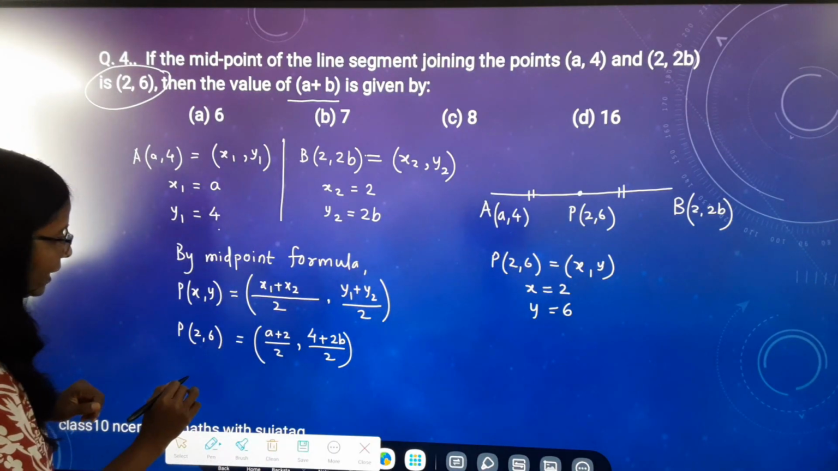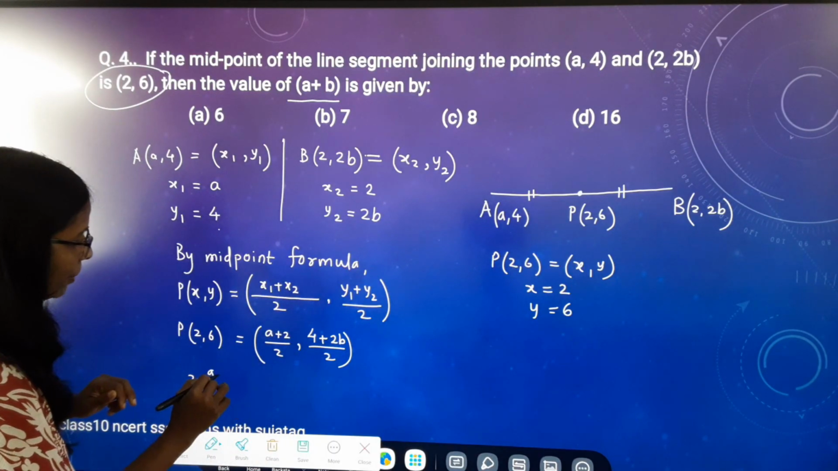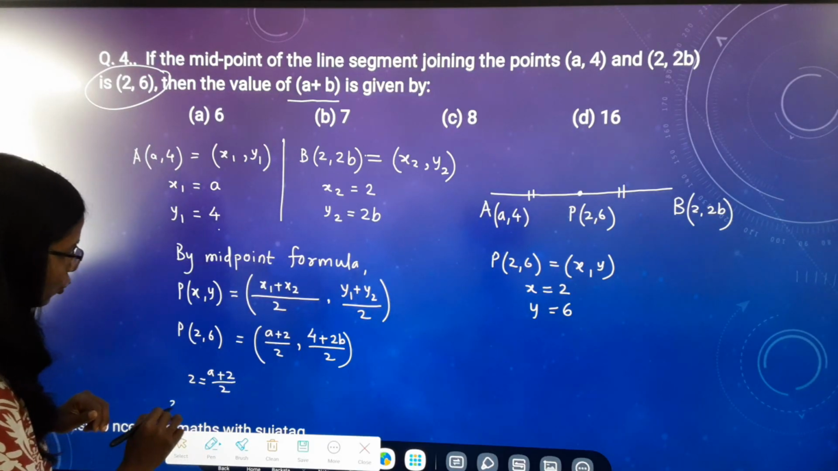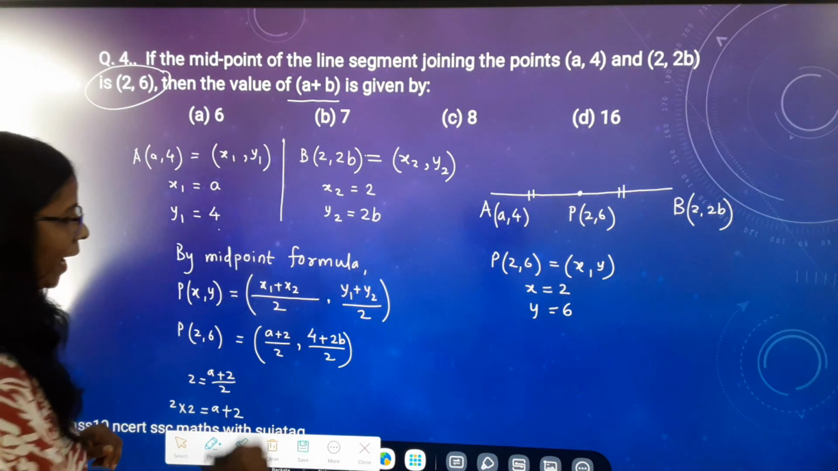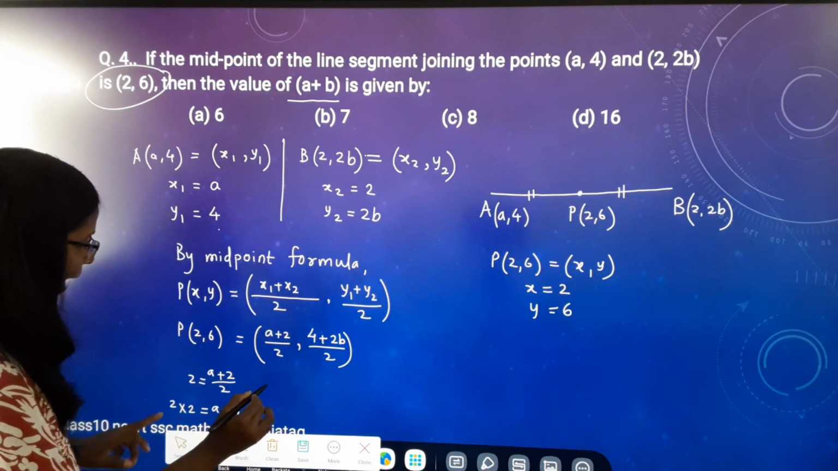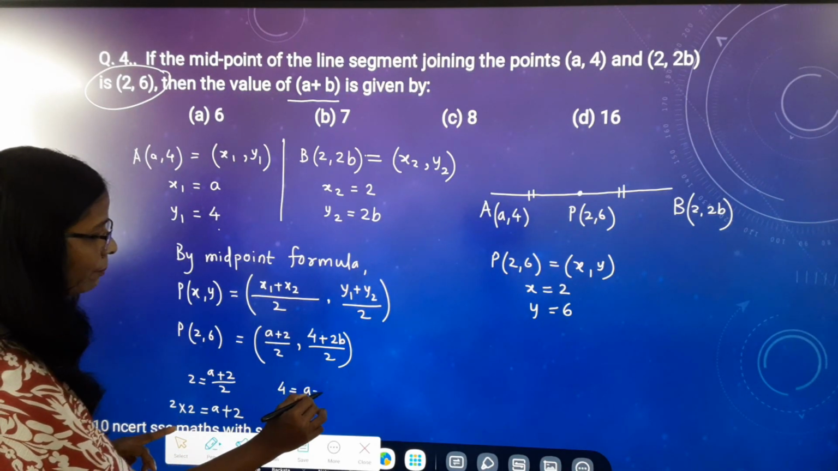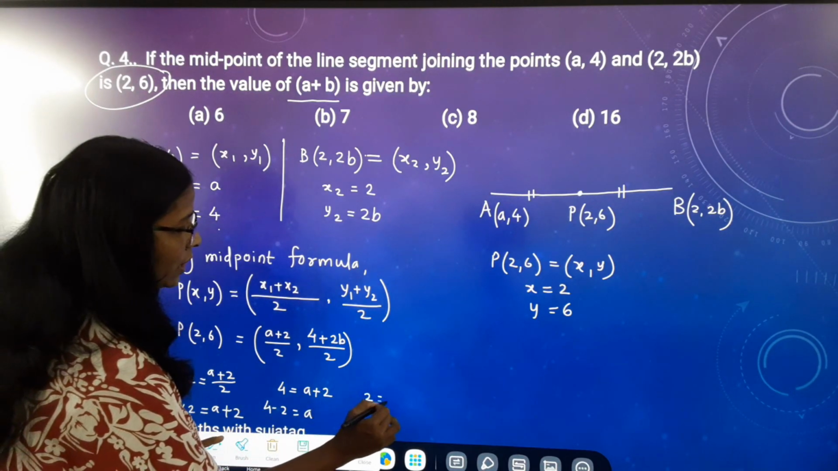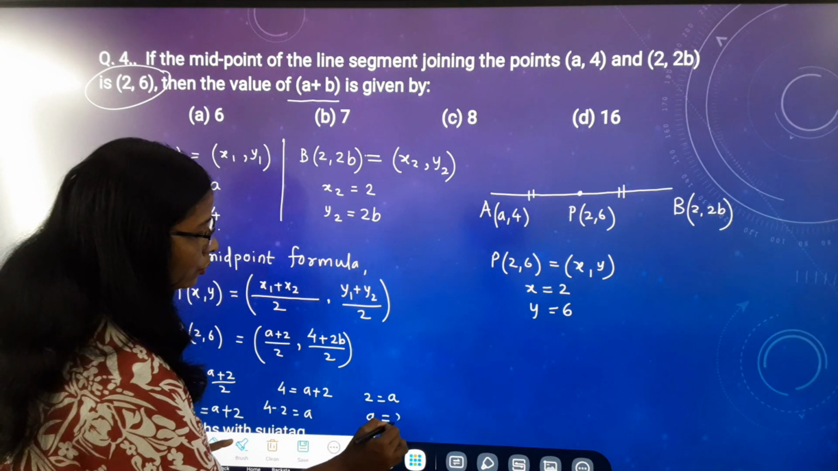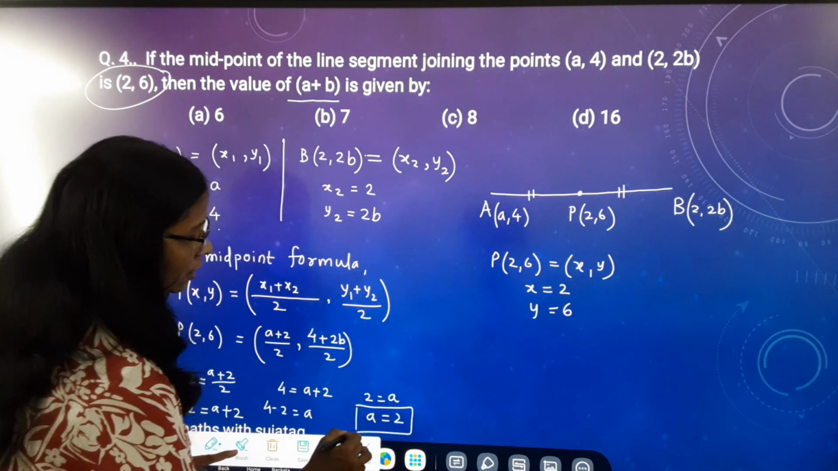So now equating, 2 is equal to (a plus 2) upon 2, and that means 2 multiplied by 2 is equal to a plus 2. Okay students, a plus 2 is equal to 4. So 4 minus 2 is equal to a, and that means 2 is equal to a. So a is equal to 2, students. Okay, a is equal to 2.